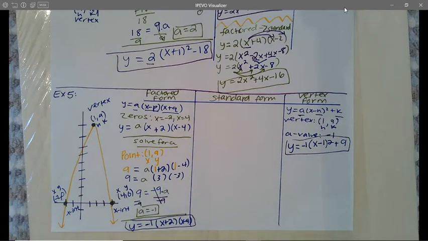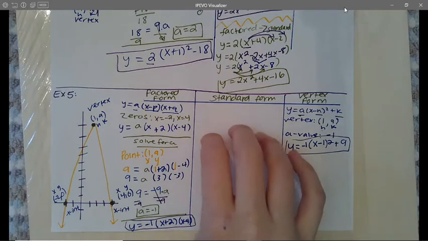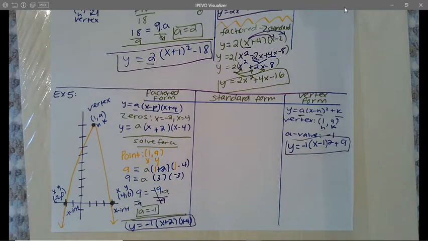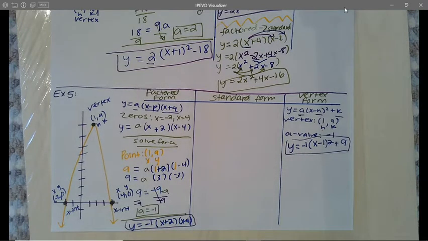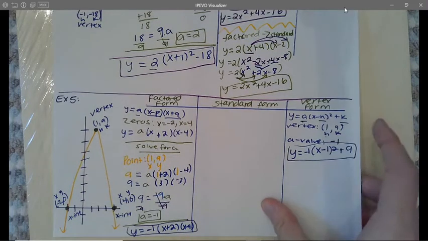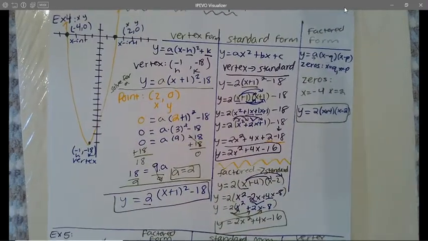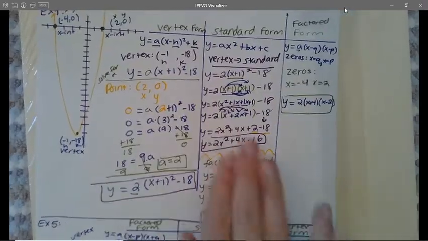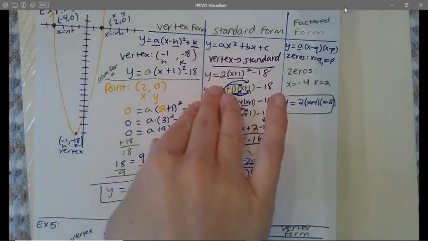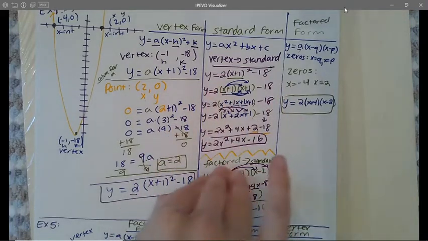And then the last thing we need to find is standard form. Again, standard form you can't get from your graph. You're going to have to simplify down your two equations to get to standard form. So again, you can choose to use either factored form or vertex form. I'm not going to show you both ways this time because I did that for you last time. So you pick, do you prefer starting from vertex form or from factored form? And then from there, you can find standard form.